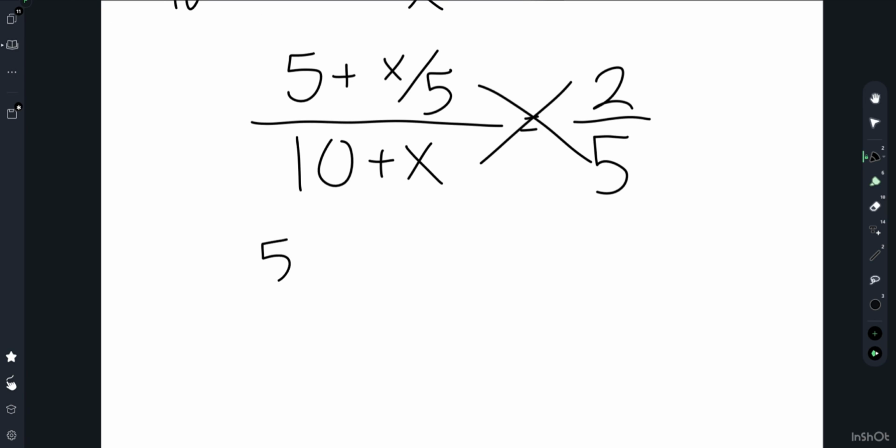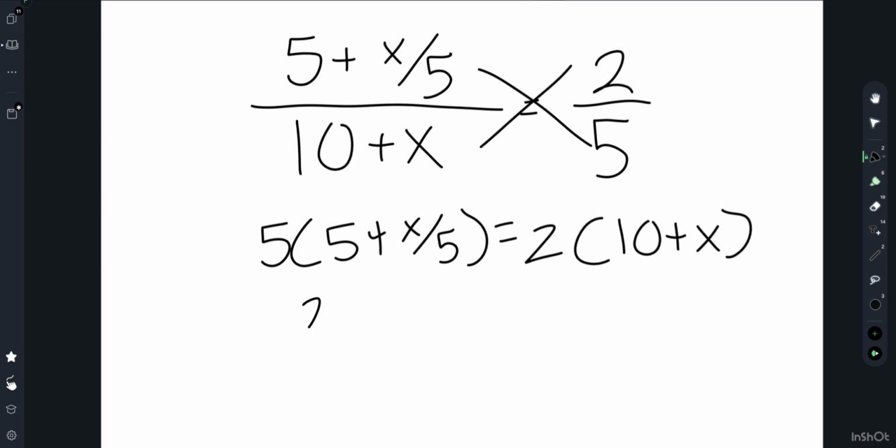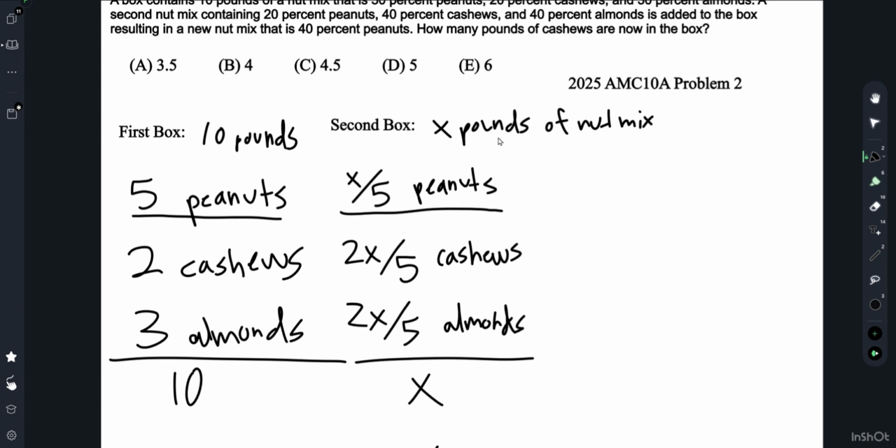Now let's do some cross multiplication here to simplify it. So we have 5 times 5 plus X over 5 is equal to 2 times 10 plus X. Now let's distribute. So we have 25 plus X is equal to 20 plus 2X. And let's isolate X. So we have X is equal to 5. Is that our answer? Well, we set X to be the number of pounds of nut mix in the second box.